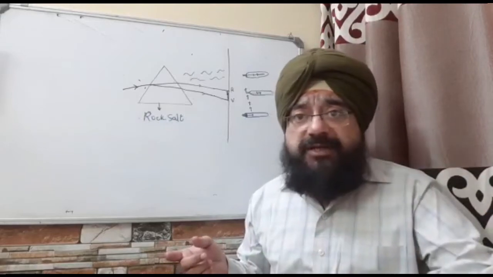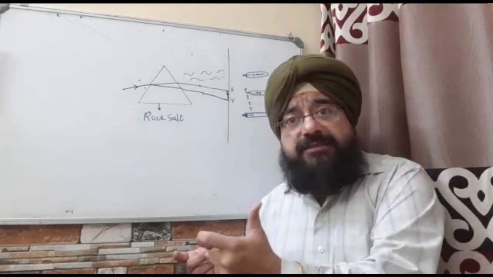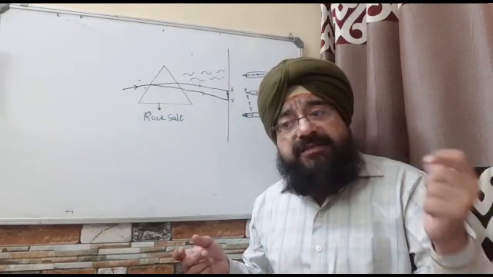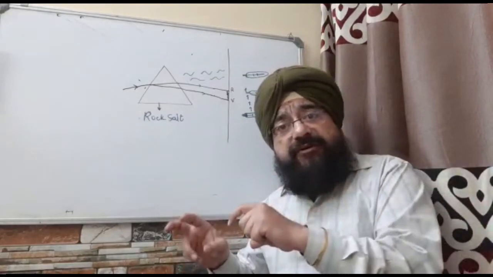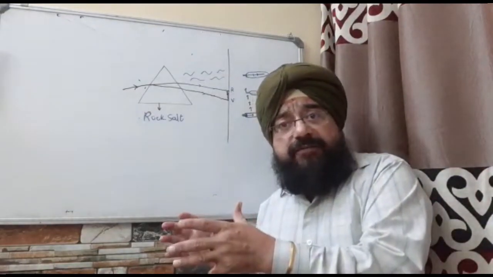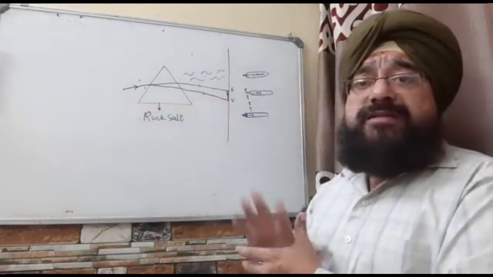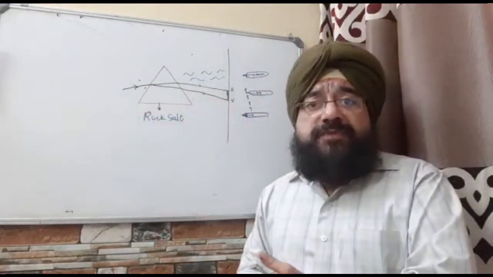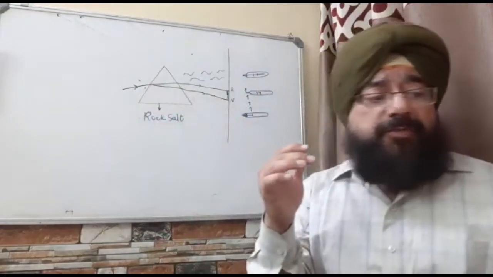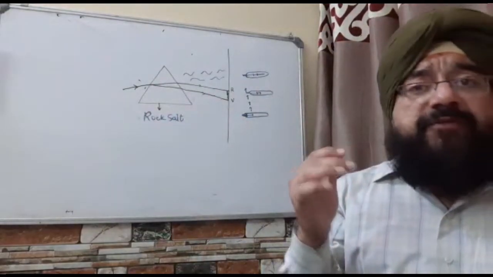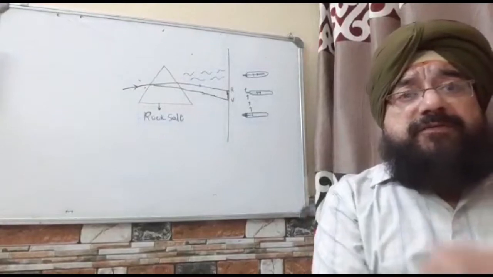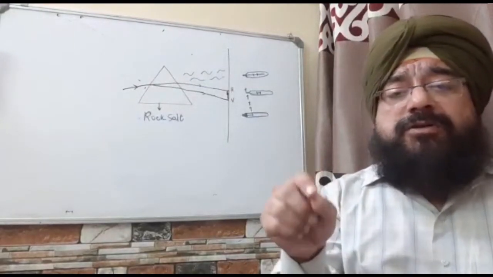Ultraviolet radiation does not heat. Infrared radiation heats. Ultraviolet radiation is chemically active. Infrared radiation is chemically not active, but it requires a rock salt prism for its propagation ahead. So give those properties which are important, which are unique for their name, and not the common ones.